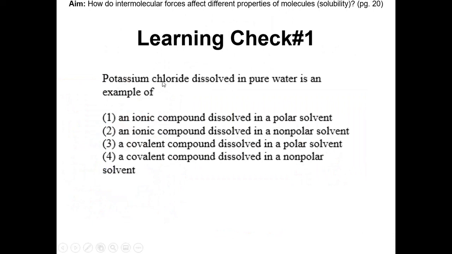Learning check number 1. Potassium chloride dissolves in pure water is an example of what? Pause the video and resume once completed. Potassium chloride is an ionic compound, so 3 and 4 are wrong. Water is polar because it's asymmetrical, and since it's dissolving potassium chloride, it is the solvent, so the answer is choice 1.